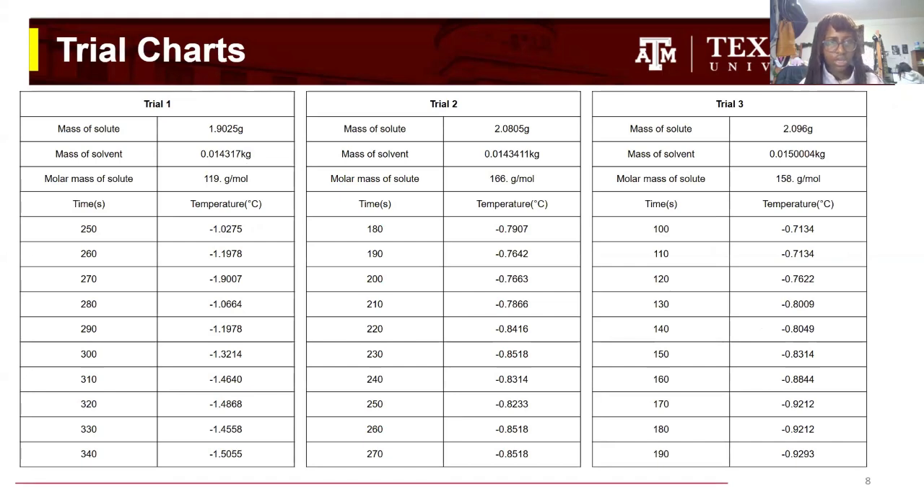And these are just the tables for the 3 trials. Some of the trends that we can notice is that across the 3 tables, we can see that the molar mass kind of relatively increases, as well as the mass of the solute. And then the temperatures also seem to decrease as we move along the 3 trials.